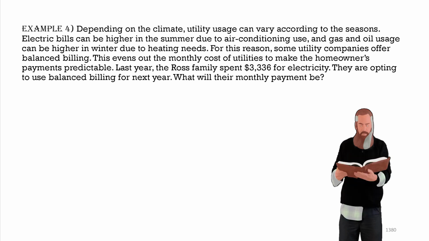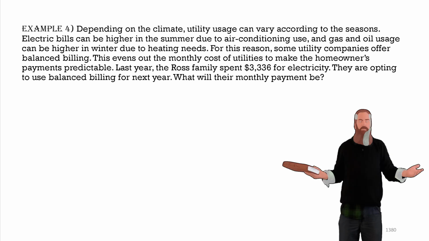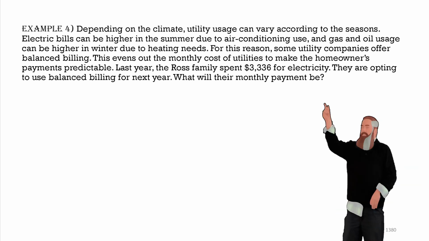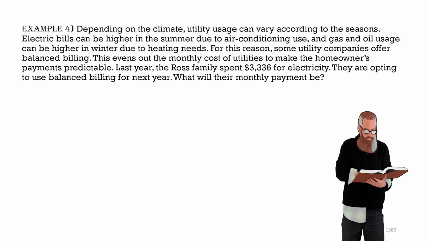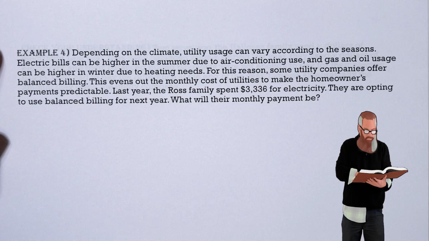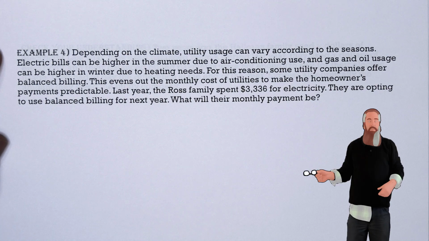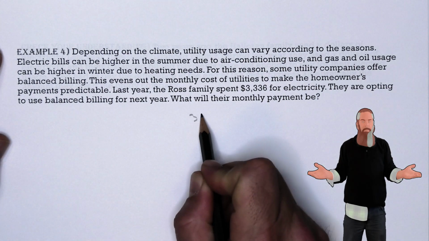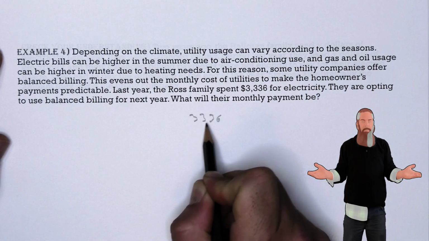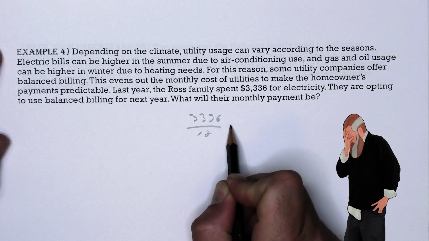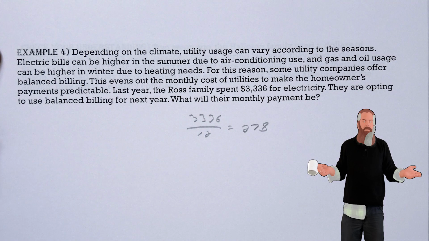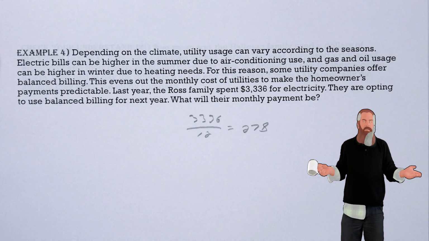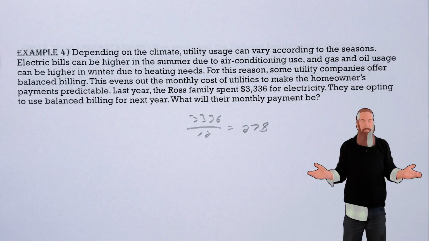Last year, the Ross family spent $3,336 for electricity. They are opting to use the balanced billing for the next year. What will their monthly payment be? Balanced billing uses the previous year to determine monthly payments for the upcoming year. So if they spent $3,336 for the year, if we divide that by 12, we get a $278 bill. So the Ross monthly electric bill will be $278 under the balanced billing program.